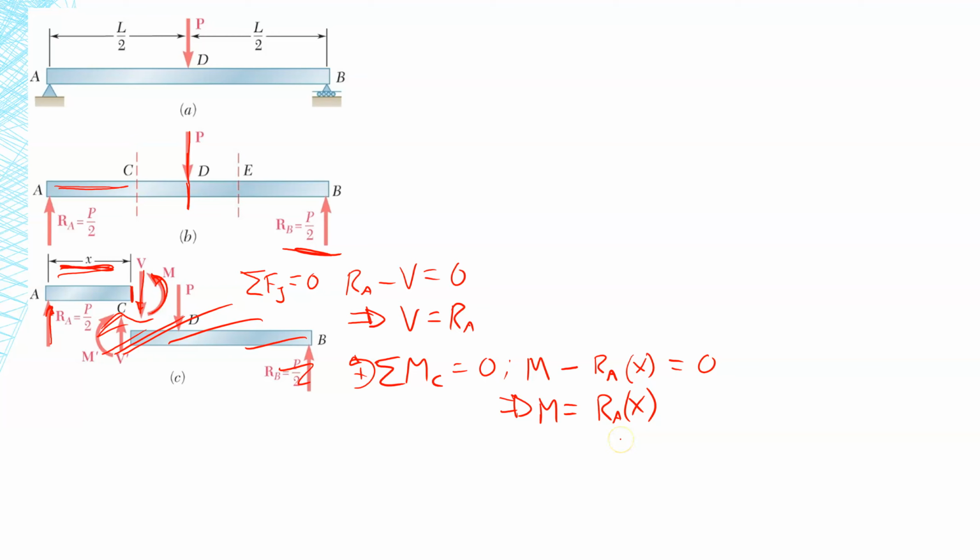Okay, so those would be our expressions for the bending moment, and this expression is valid anywhere between A and D. So this whole section here. And the shear force expression is also valid anywhere between A and D. So our shear force is going to be constant, we can see, and our moment is going to vary with X. Okay, so let me just clean up the slide a little bit before we move on.